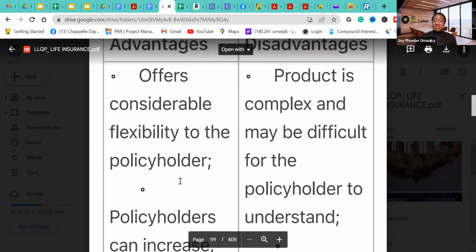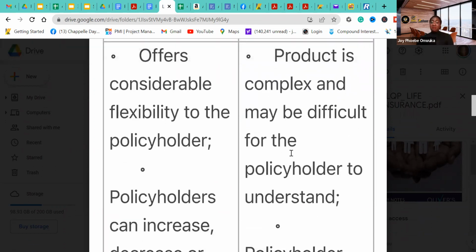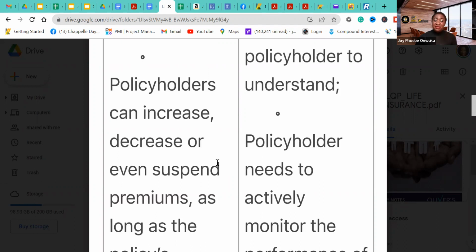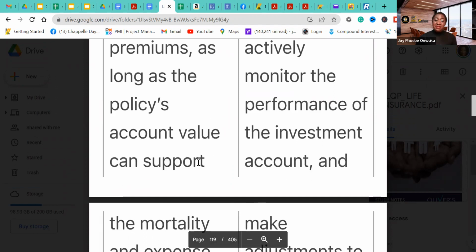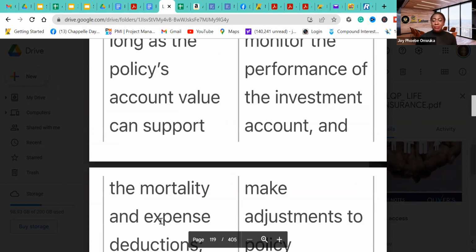However, the disadvantage is that the product is complex and may be difficult for the policyholder to understand. And that is why it's always important to work with your advisor on this. The policyholder can increase or decrease or even suspend premium as long as the policy account value can support the mortality and expense deductions.